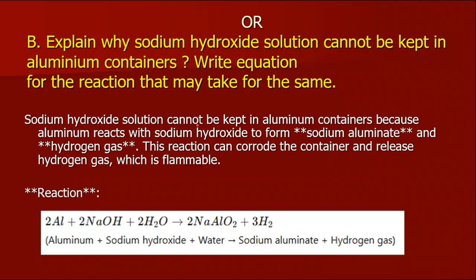Sodium hydroxide solution cannot be kept in aluminum containers because aluminum reacts with sodium hydroxide to form sodium aluminate and hydrogen gas. This reaction can corrode the container and release hydrogen gas, which is flammable, ज्वलनशील होता है. रिएक्शन क्या है? एल्युमिनियम प्लस सोडियम हाइड्रोक्साइड प्लस वाटर, we get sodium aluminate and hydrogen gas. Equation is here. You must write the equation, right? Next question on your screen.